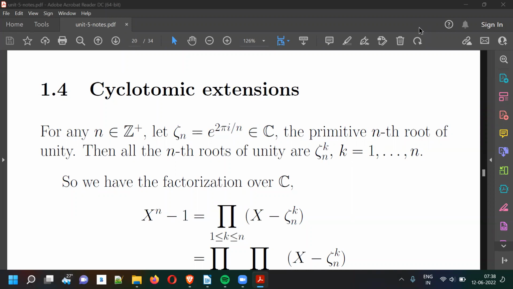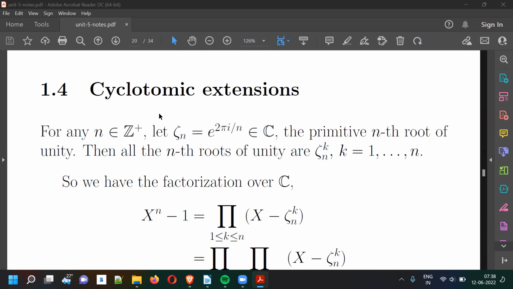So let us continue. Now we talk about a special kind of extension called cyclotomic extension. These are algebraic extensions, but of a certain kind. These are algebraic extensions involving only roots of unity. Only roots of unity, nothing else.